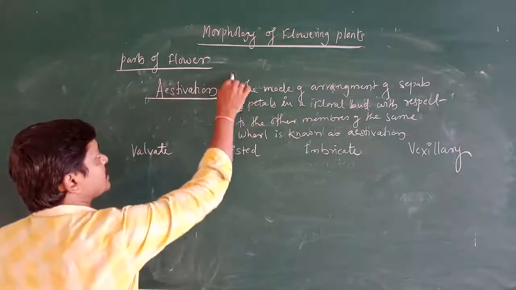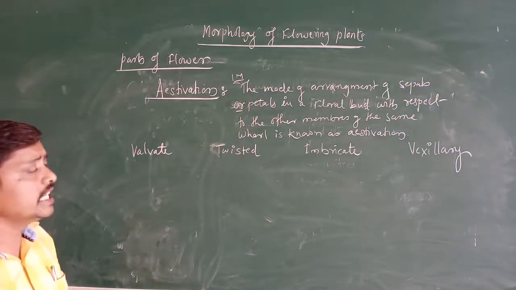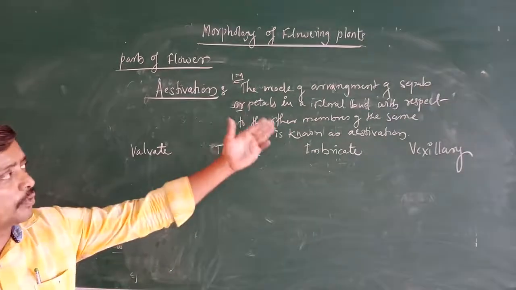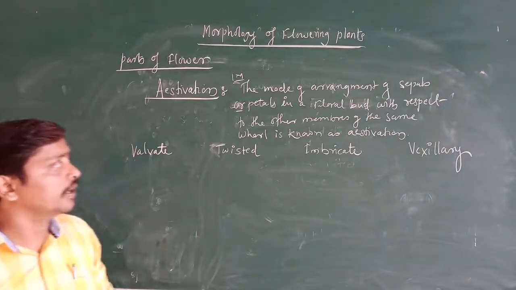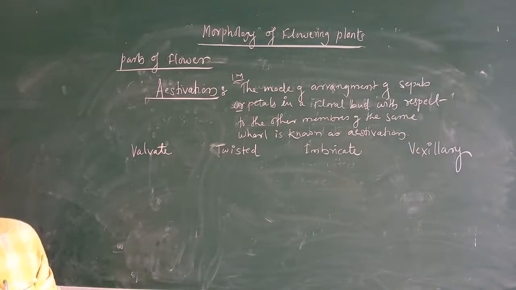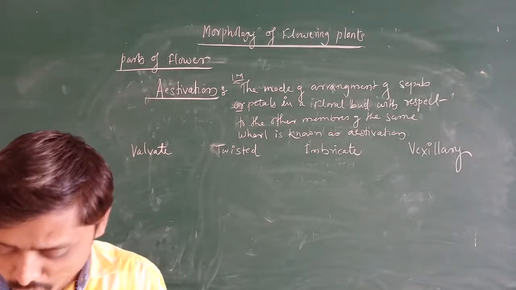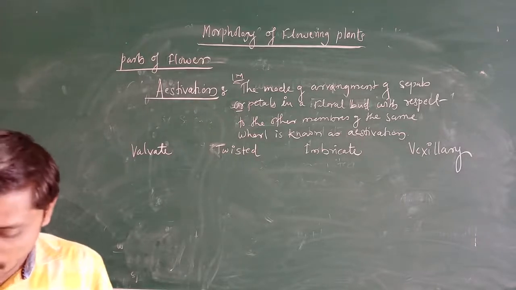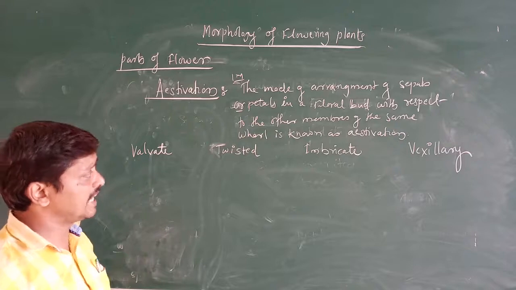This is a one-mark question: what is meant by aestivation? Aestivation is the mode of arrangement of sepals or petals in the floral bud with respect to the other members of the same whorl.